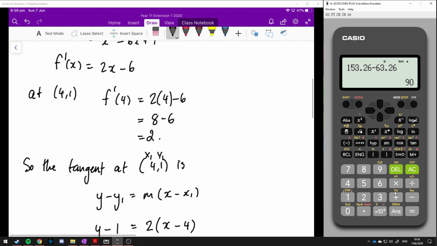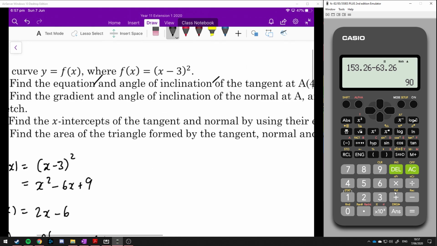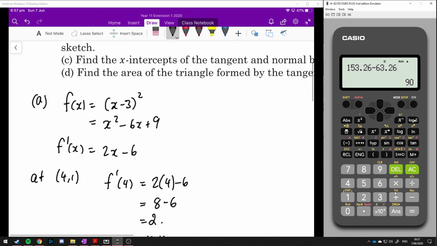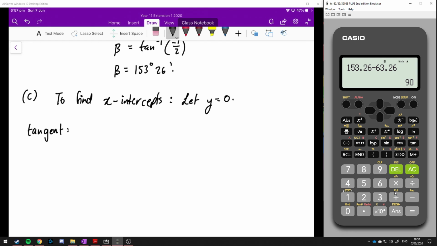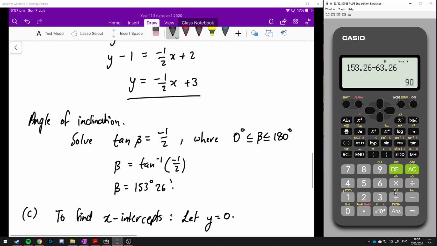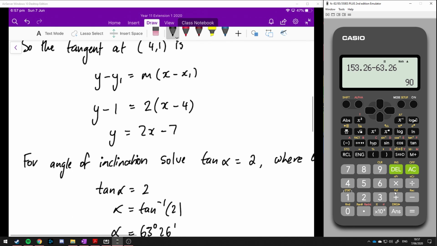Okay, part C. Find the x-intercepts of the tangent and normal by using their equations. To find x-intercepts, I hope we remember what to do. Let y be equal to 0. We're going to start off with the tangent, and actually just do the normal next to it. So the equation of the tangent is y is equal to 2x minus 7.